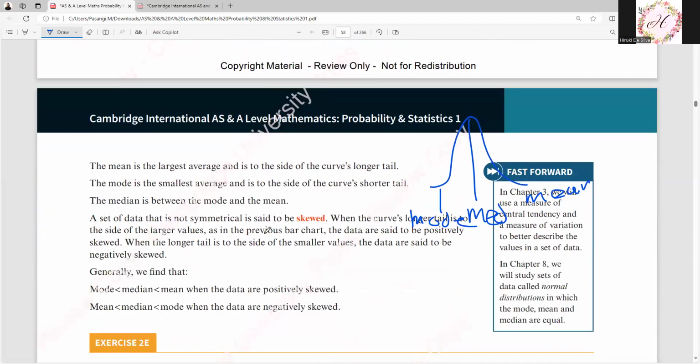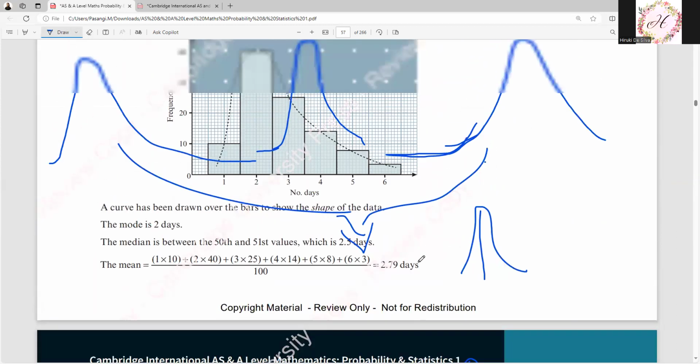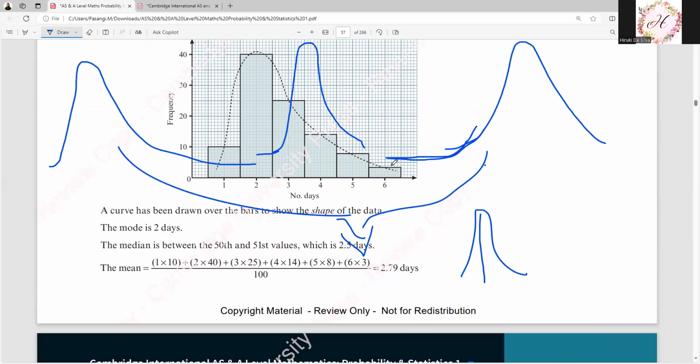When it comes to skewed, a set of data which is not symmetrical is said to be skewed when the curve's longer tail is to the side of the larger values. අර දිගට තියෙන වලිගේ තියෙන්නේ positive side එකට නම්, as in the previous bar chart, then we call it positively skewed. මොකද මෙතන skewed වෙලා තියෙන්නේ positive side එකට.